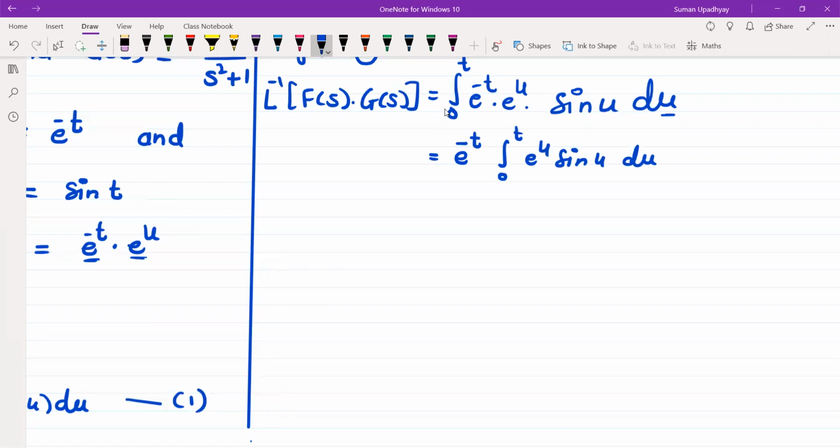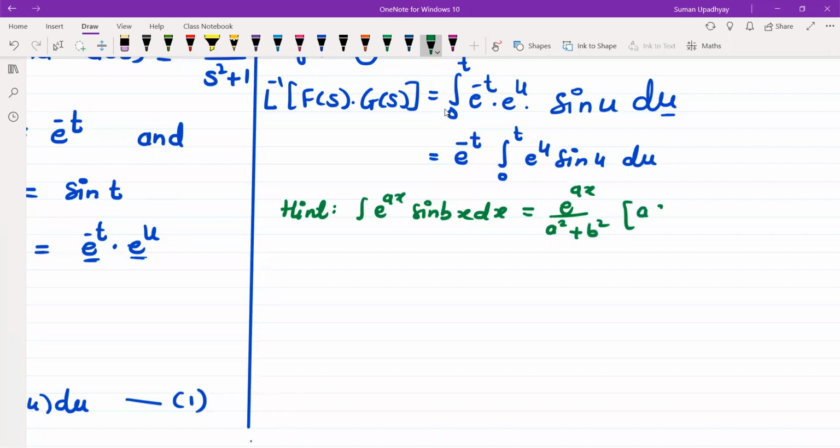Now how to integrate it? One way is to integrate it by using the u into v rule, but we have a formula for such type of function. I gave you one hint, no? What was that hint? The integral of e raised to ax sin bx dx. Whenever you have this type of function, the integration of this is e raised to ax upon a square plus b square, under bracket, a sin bx minus b cos bx.